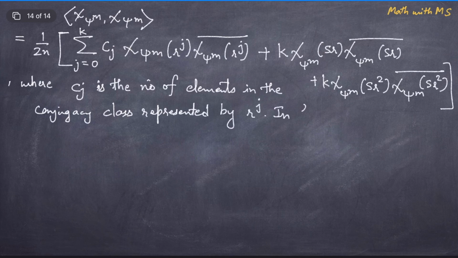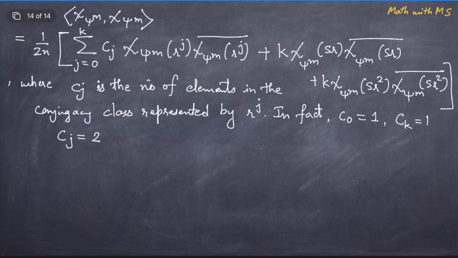Alright, we know the values of the Cj's. So what is C0? C0 is the conjugacy class of the identity element. It has only one element because it is central. Similarly, what is Ck? Conjugacy class of r to the power k. It has only r to the power k because it is central element. So this is also 1. And then the remaining Cj's are precisely 2.